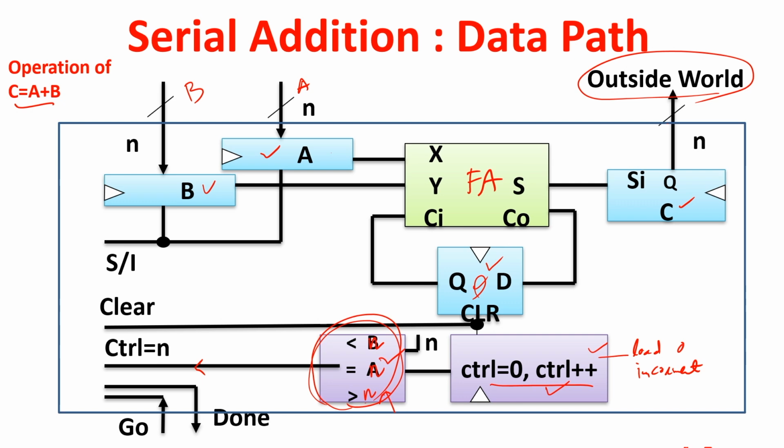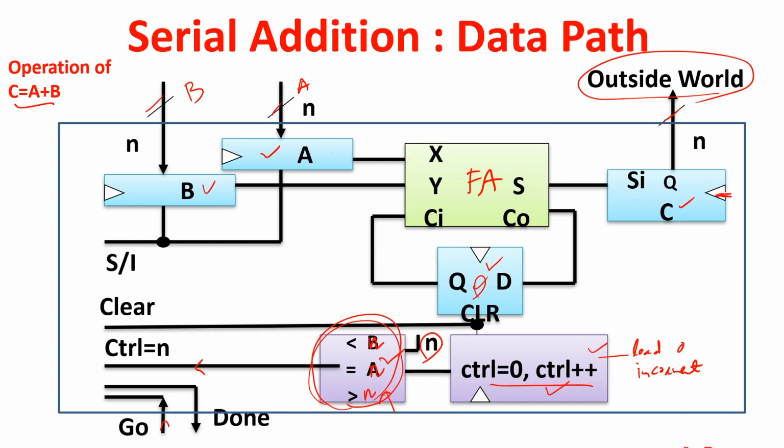So, in the data path, inputs are clearly this n is input, this A and B are input, this C is output, and go is again input. Whenever go gives the command, then it does the work. Whenever the go command comes, then control is equal to 0, and for every cycle it is actually, here we are not showing the cycle.